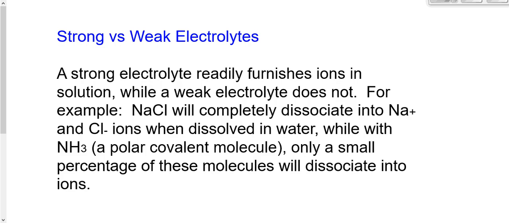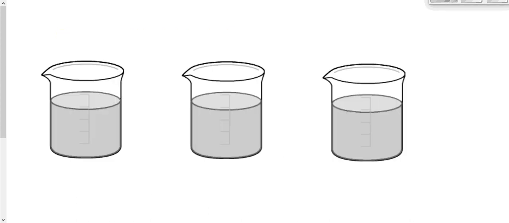The better the conductor you are, the stronger the electrolyte you are. Strong electrolytes, then, are ones that would readily put lots of ions into the solution and become good conductors of electricity, and a weak electrolyte would be one that would not dissolve into solution and therefore would be a poor conductor of electricity.